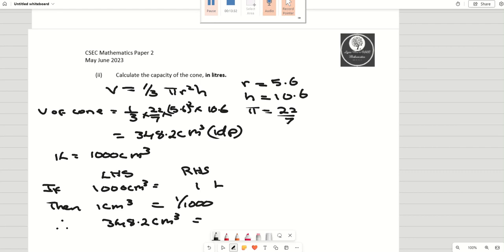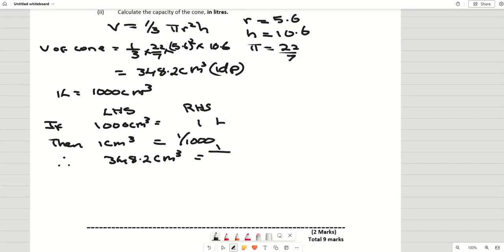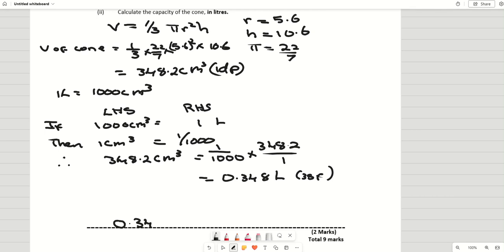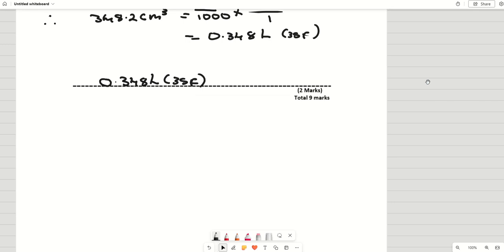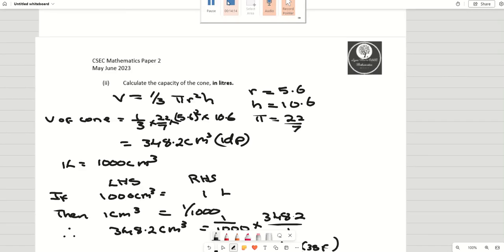So therefore, 348.2 centimeters cubed will be how much ever for 1 cm cubed, which is 1 over 1,000, multiplied by 348.2 over 1, and this would be equal to 0.348 liters. I'm putting it to three significant figures, okay? So what is the capacity of the cone? The capacity of the cone is 0.348 liters to three significant figures. And that would be our answer for this question. Right, and that is the end of May-June 2023, number 6.